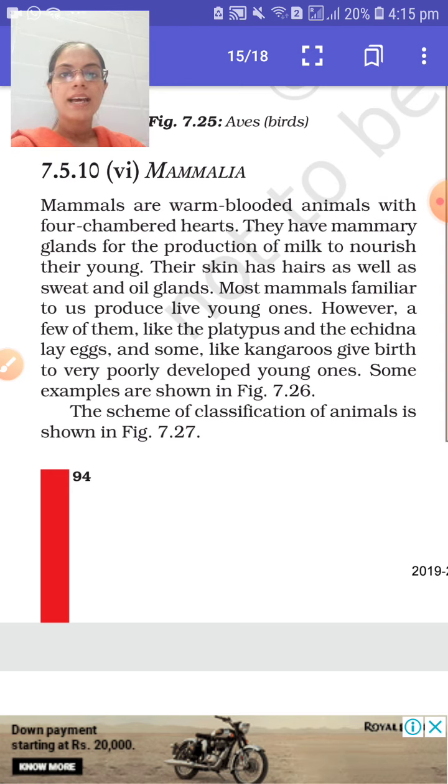Their skin has hair as well as sweat and oil glands. We do have hair on our skin, we do have sweat glands, we do have oil glands, right? Most mammals are familiar for producing live young ones.